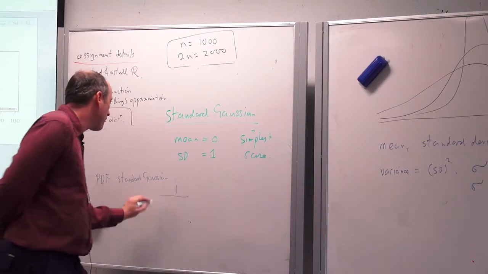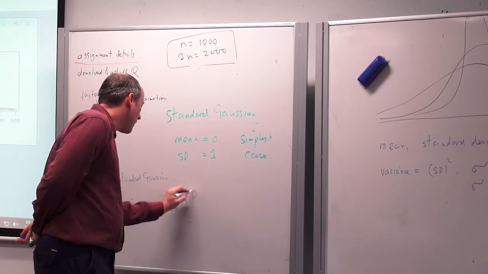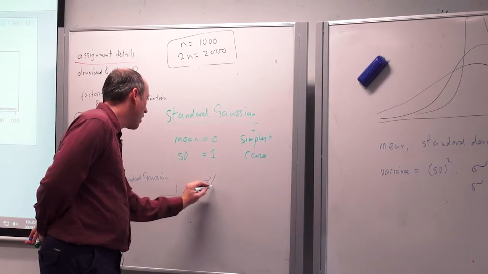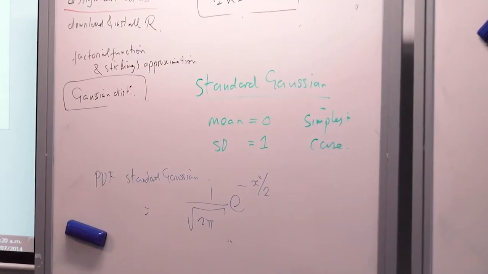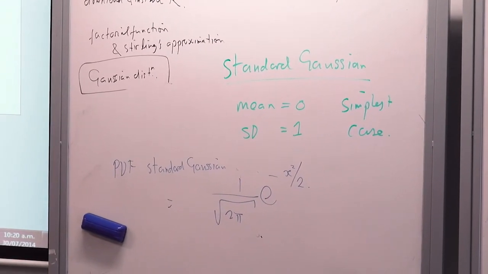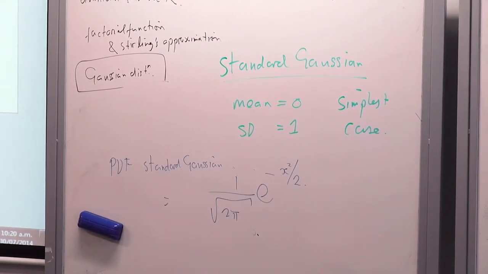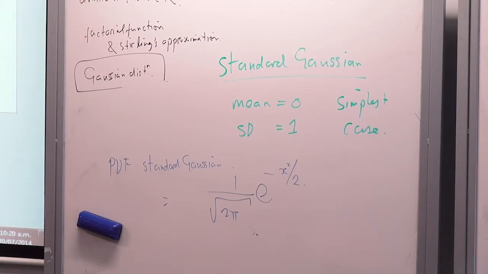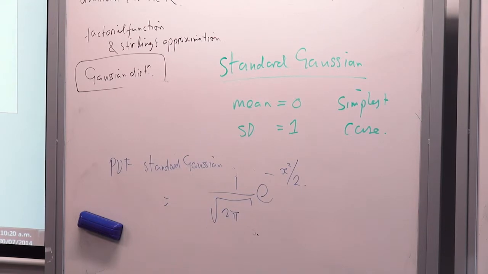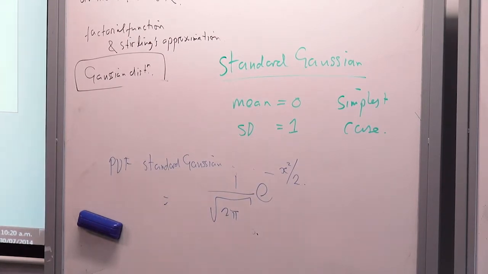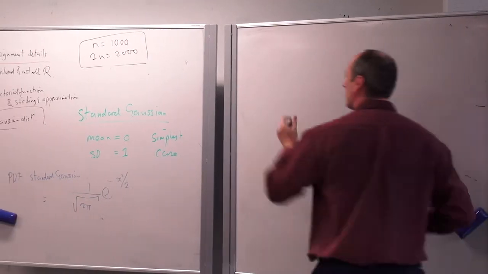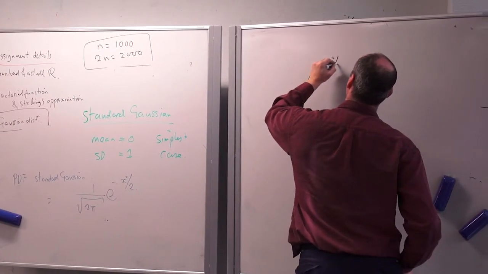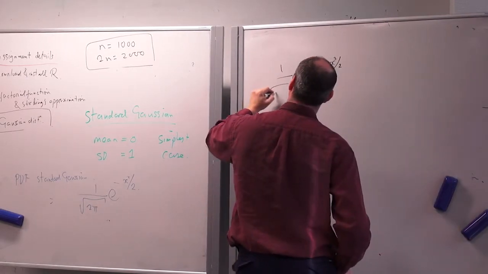Equals this, 1 over root 2 pi e to the minus x squared over 2. Quite a lot of work in there. Now I'm just going to assert this. I could prove it if I wanted, but I'm just going to leave that there. Quite a lot to unpack there, so I'm just going to spend a little bit of time talking about that. 1 over root 2 pi e to the minus x squared over 2. I'm just going to unpick this a little bit for you. It's e to the minus x squared over 2 times 1 over root 2 pi.